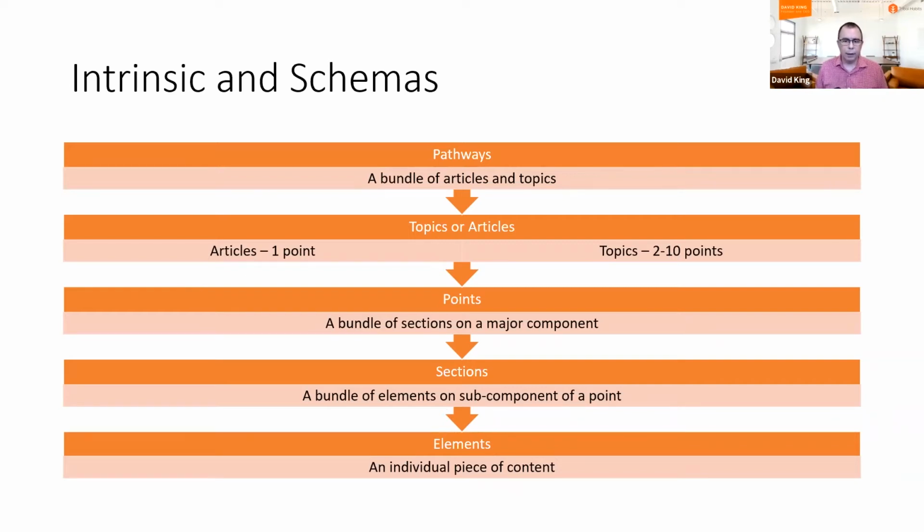And then we can bundle up a series of elements under a section heading. And so a section is a small bundle of elements on a subcomponent of a point. And then we bundle up sections into a point. So a point is a bundle of sections on a major component in a topic. So we might have an overall module we're doing, and it is going to consist of points. Each point consists of a series of sections. Each section consists of a series of elements. And each of these then present opportunities for size, edges, and achievement in the way we present them.